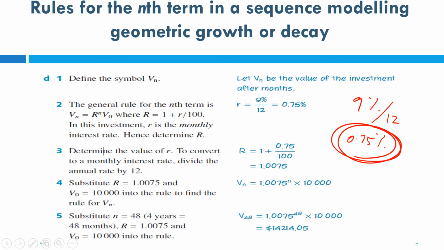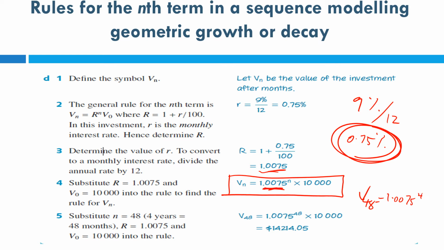R equals 1 plus, we did 1 plus 9 divided by 100 before. So for monthly, it would be 1 plus 0.75 divided by 100, giving us this amount. And then you've got the new rule. So nothing else changes except that it is now in months. And then they said work it out after 48 months. So we've got to find V of 48 using the monthly rule, which is this one. And then you would just do 1.0075 to the power of 48 times your 10,000. And I'm going on an angle because I'm running out of screen space. And then you'll get this as your amount.